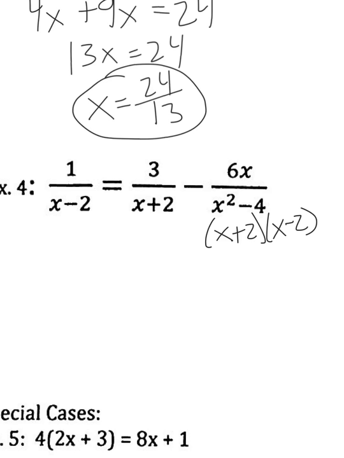Okay. So I need to multiply everything by the same thing, something that's going to eliminate all three denominators. Well, this has x minus 2, this has x plus 2, and this has both. So if we multiply by both of them, x plus 2, x minus 2, we'll be able to eliminate all three denominators. Here's what this looks like. So I'm going to multiply by x plus 2, x minus 2 to all three fractions.